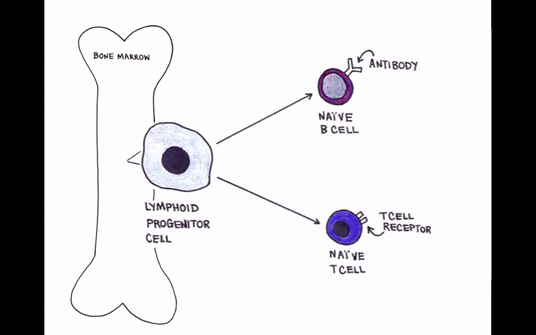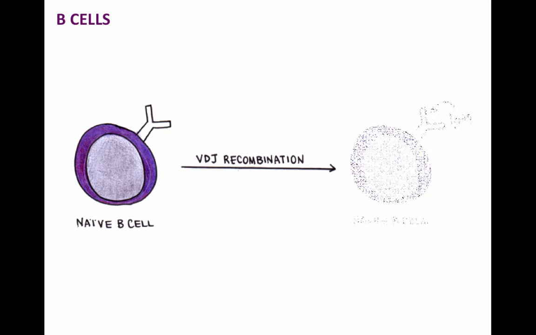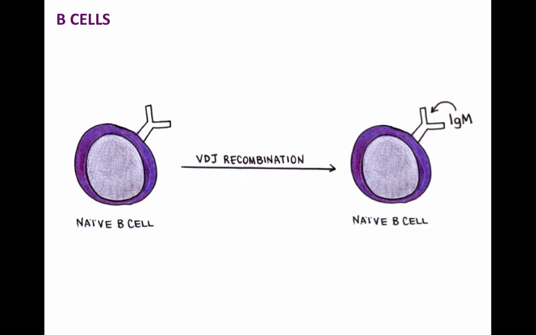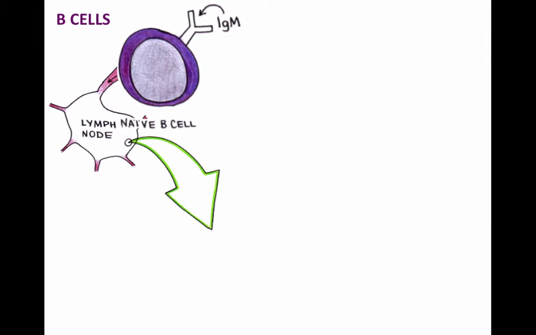Let's now look at the other arm of this diagram, the naive B cells. Like T cells, they arise from lymphoid progenitor cells in the bone marrow. Here, the naive B cell undergoes a process called VDJ recombination. This is also known as somatic recombination. This enables the naive B cell to produce antibodies, mainly IgM, so that it can quickly respond to an invading pathogen. The B cell then travels to the lymph node.